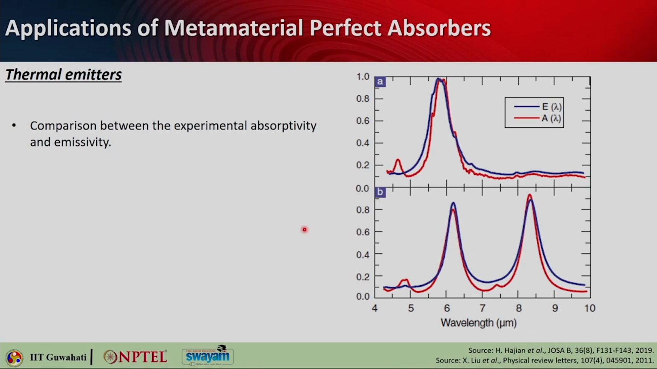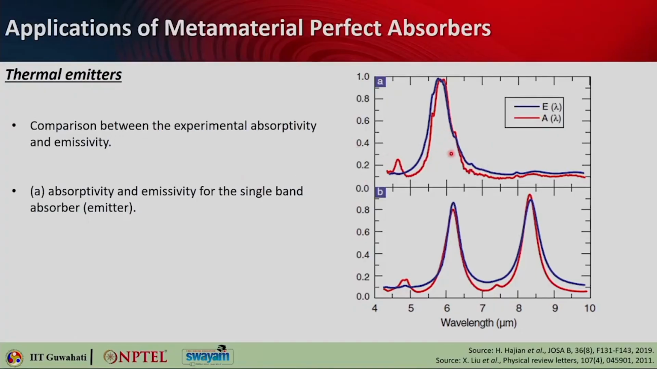So, you can actually see that you can develop a high Q thermal emitter at a single band, a dual band, or multiple bands depending on the design of your metamaterial absorber. This one shows the absorptivity and emissivity of a single band absorber, or you can say emitter, whereas this one shows a dual band absorber or emitter. So, that way you can design the materials.